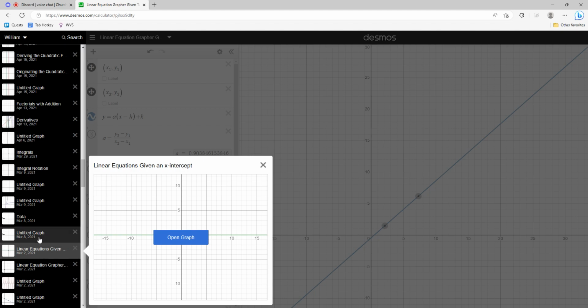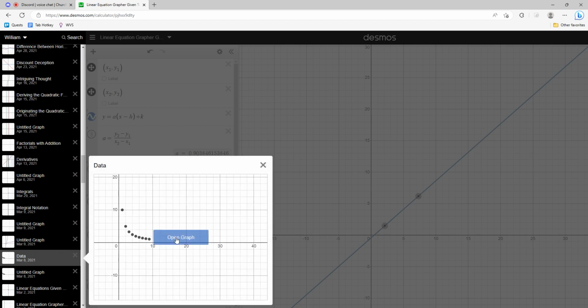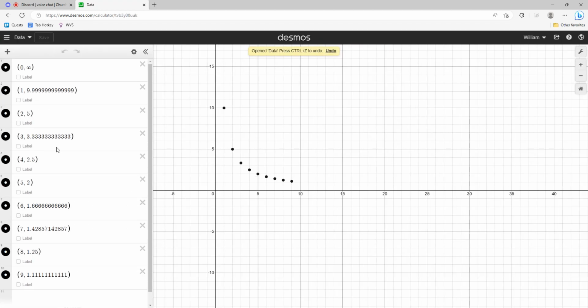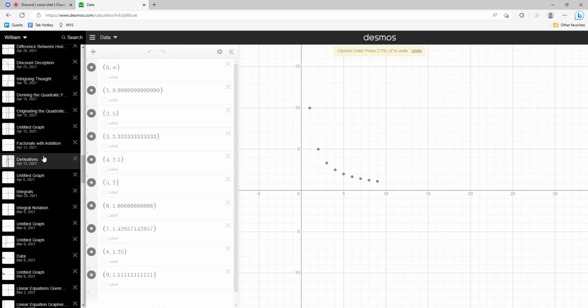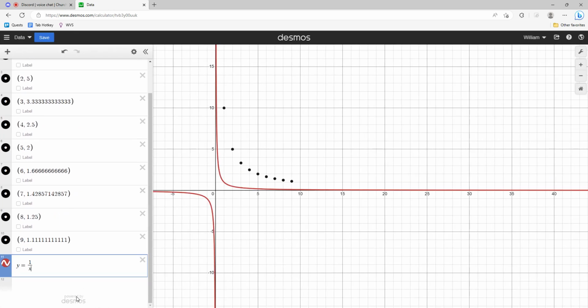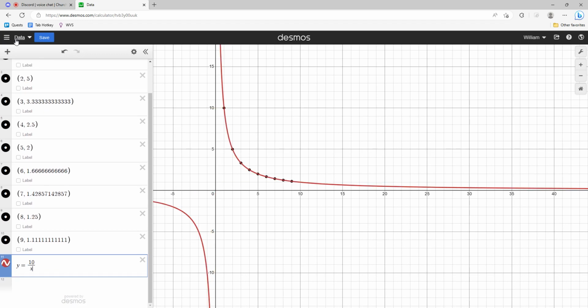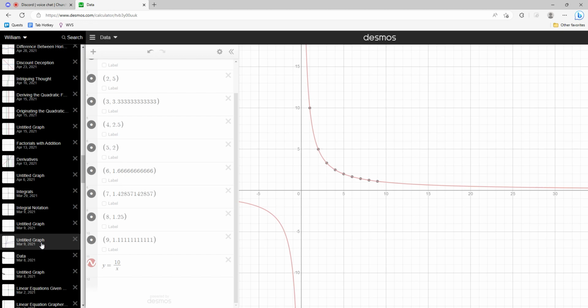I think this is the same thing, yeah. Untitled graph data. 0, infinity. Interesting. Not sure what this is about, but okay. Is this the graph of y equals 1 over x or something? No? 10 over x? Okay. Not sure what the point of that was, but alright.